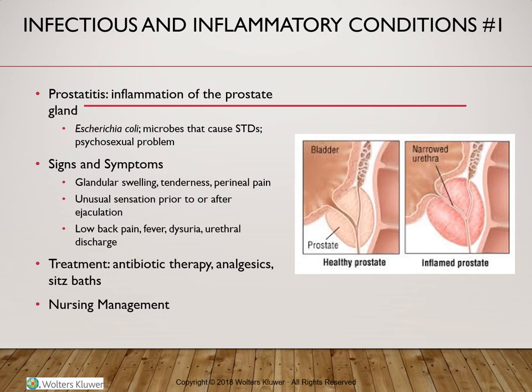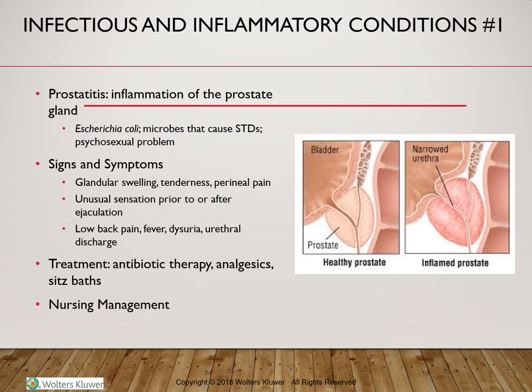So the patients will present with perineal pain or at least discomfort or heaviness in the perineum area, and an unusual sensation that may precede or follow ejaculation. Others may come and complain of low back pain, fever, chills, dysuria, urethral discharge, kind of similar symptoms to STDs. The treatment will be an antibiotic therapy that sometimes can be very long for the prostate. We may get up to 30 days of antibiotic therapy. The pain we can ease by using mild analgesics and a sitz bath.